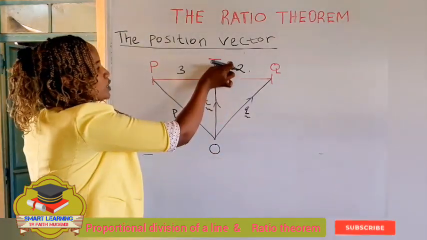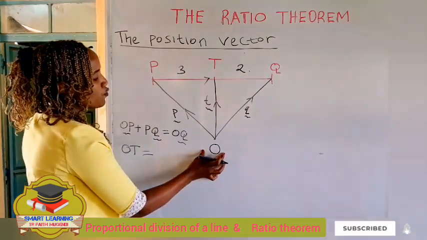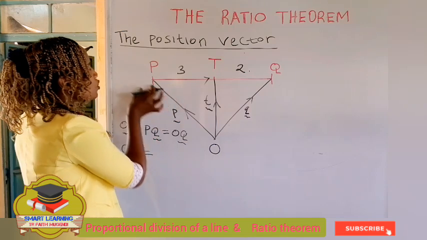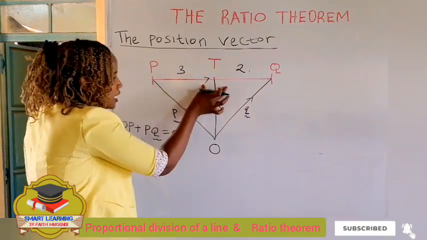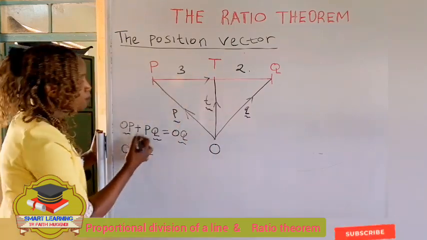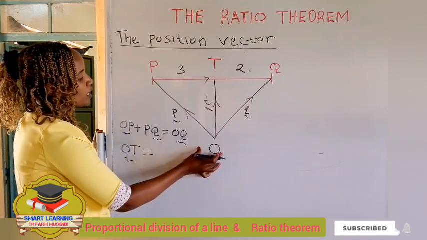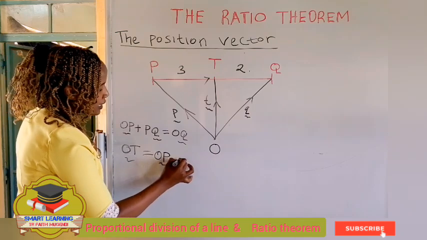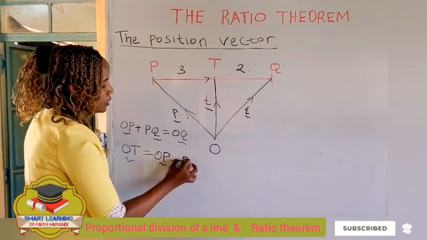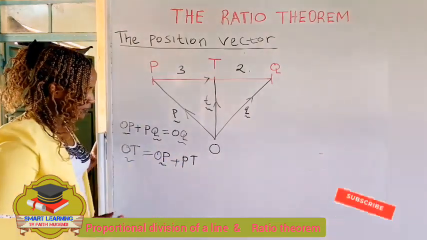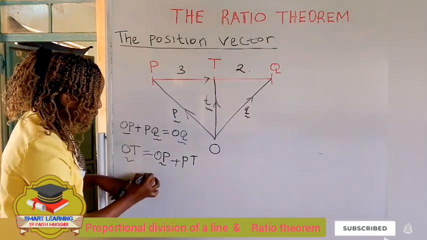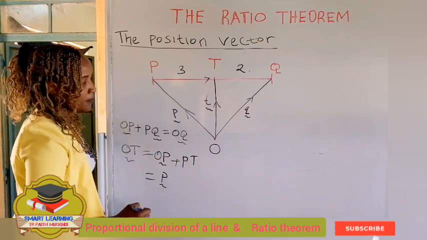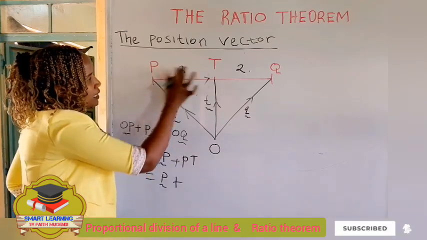How do we get to T? We can move from O to T directly, or we can move from O, pass through P, and then go to T. And that is the route we are going to take. So for OT, we can have OP plus PT. Therefore, to find OT, we need to know what is OP. OP is vector P. Now, plus PT.